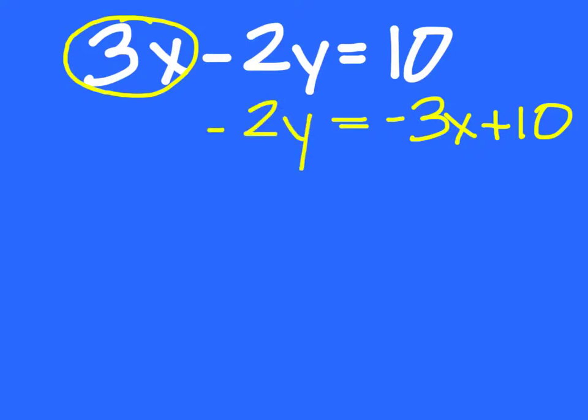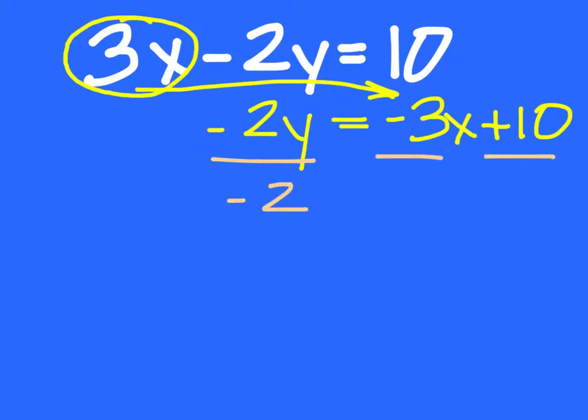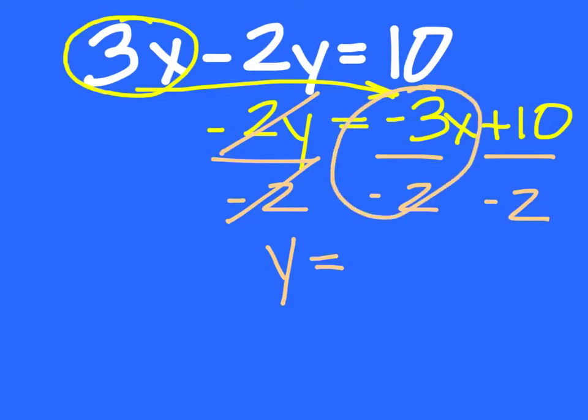Yes, if that's what all that means, yes. You move the 3x to the right and you change it to minus 3x. So now you have to divide everything by -2. I was way too close to the colors. So those cancel out and you have y equals, what happens here?